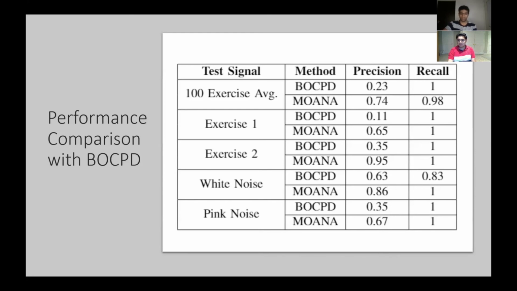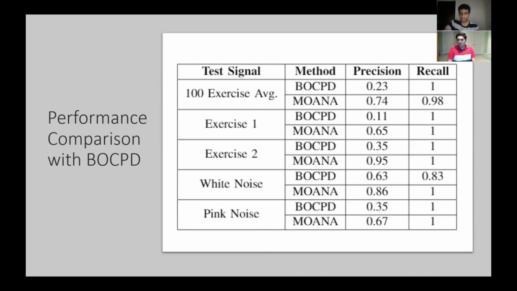Both algorithms were tested on the same 100 voice therapy exercises. A summary of the performance on all 100 signals is shown in the table on the slide. The table also contains individual results for 2 arbitrary vocal exercises, in addition to comparing performance on 2 synthetic signals augmented with noise, with a target SNR of 10 dB. Moana outperforms BOCPD in 101 out of 102 conducted experiments.